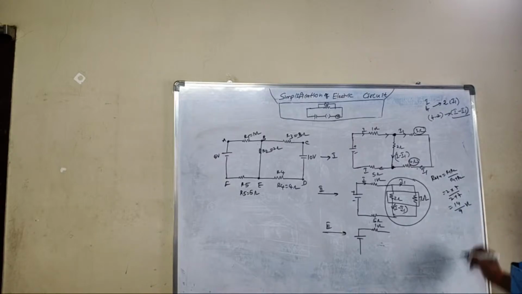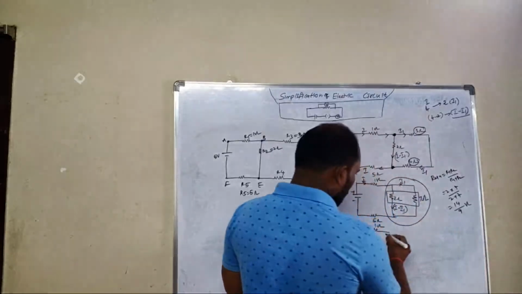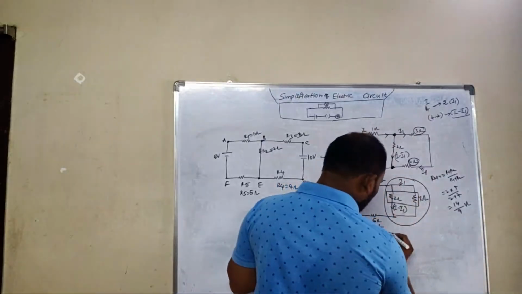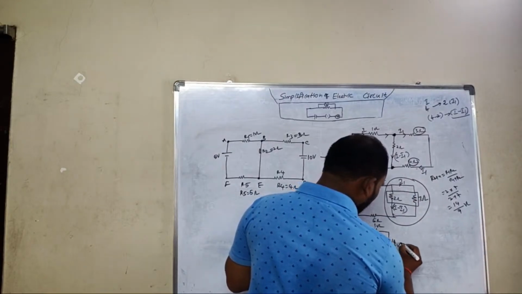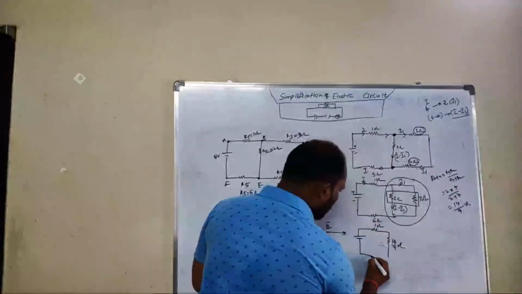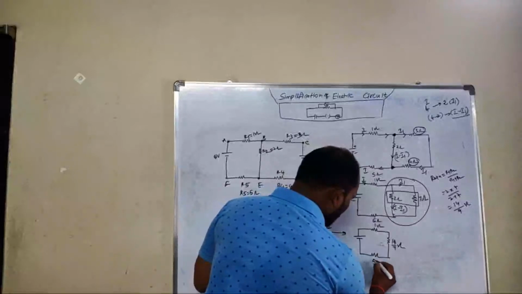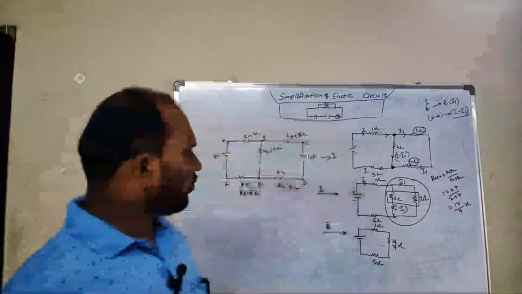So 14 by 9 ohms we get. So 14 by 9 means what? This entire circuit, can I do it like this? This is 14 by 9 ohms, and we have a 5 ohm resistor with us. So we have 1 ohm, 14 by 9 ohms and 5 ohms.